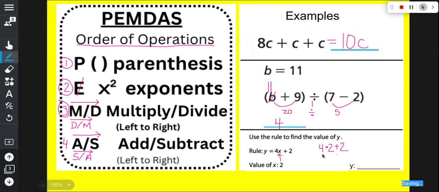Now we follow order of operations. We do the 4 times 2 first, which is 8. We carry the plus 2 along, and we do 8 plus 2, which is 10. So in this case, Y is going to be 10.